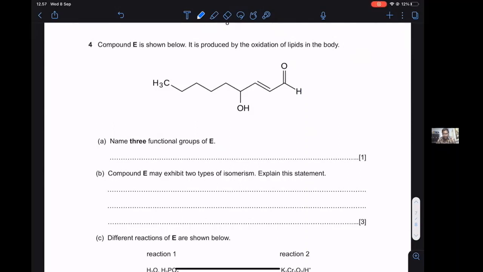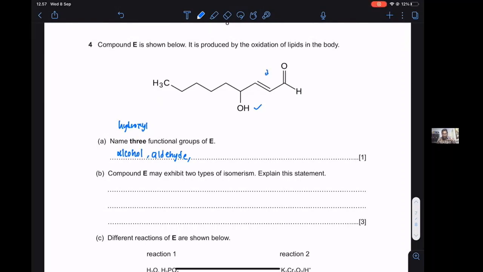Okay, it's shown below. It is produced by oxidation of lipids in the body. So, name 3 functional groups of E. I have alcohol, or you can say hydroxyl group, and then I have aldehyde, and I will have this one functional group.